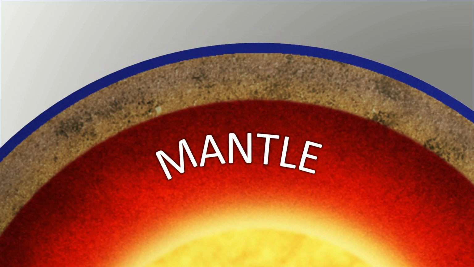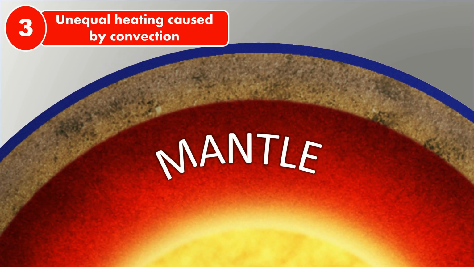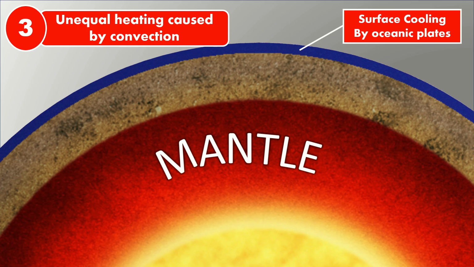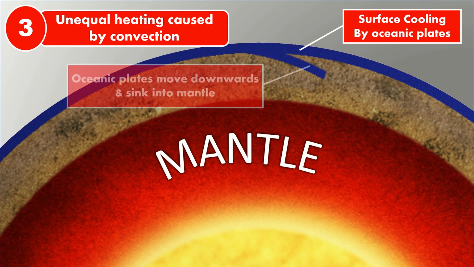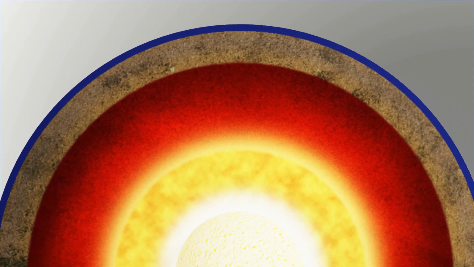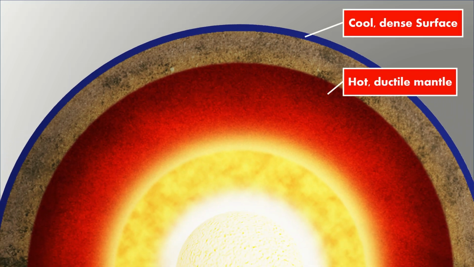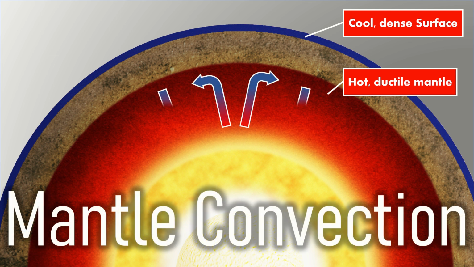The third one is not a direct heat source, but more of a result of convection, caused by unequal heating. Cooling at the surface, specifically by cold oceanic plates, makes them dense, and so they move downwards and sink. This unequal heating of mantle and crust makes mantle convection an extremely powerful and vast planetary heat engine that drives the tectonic plates' motion.